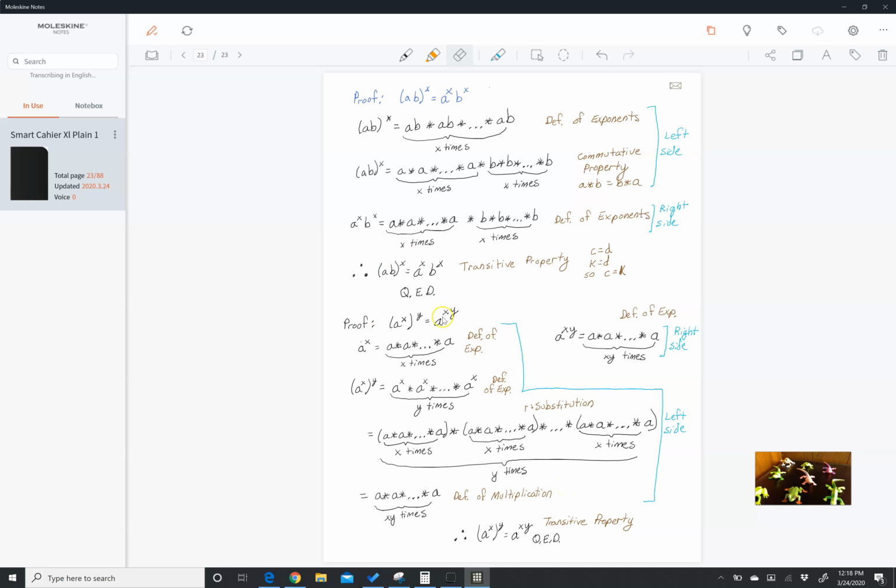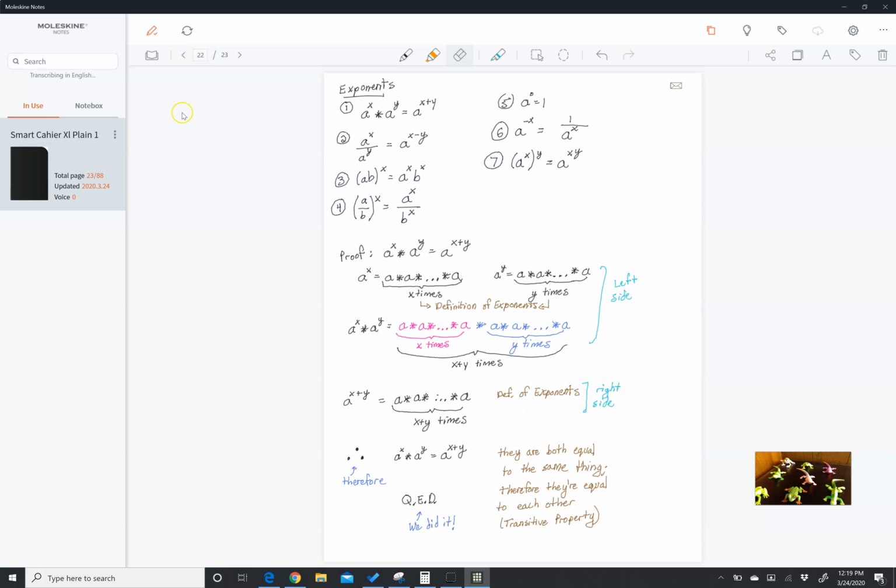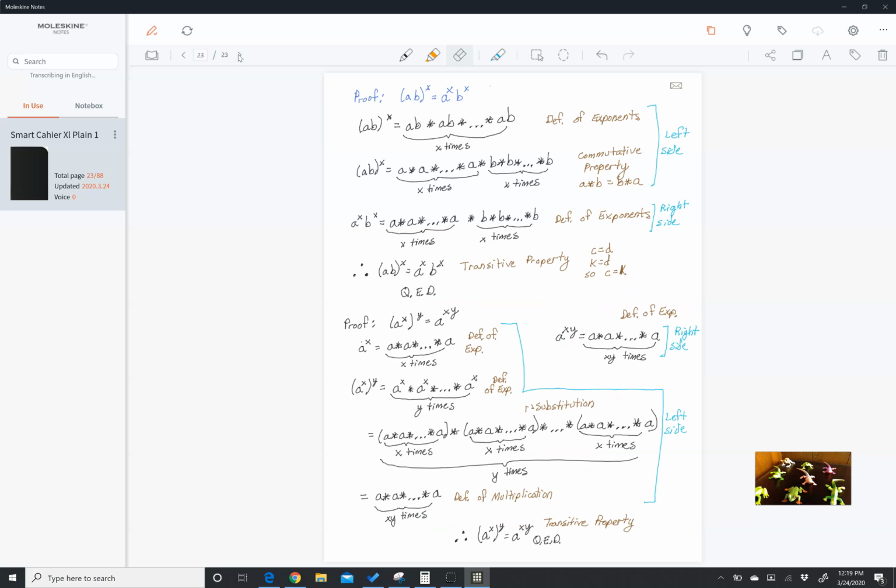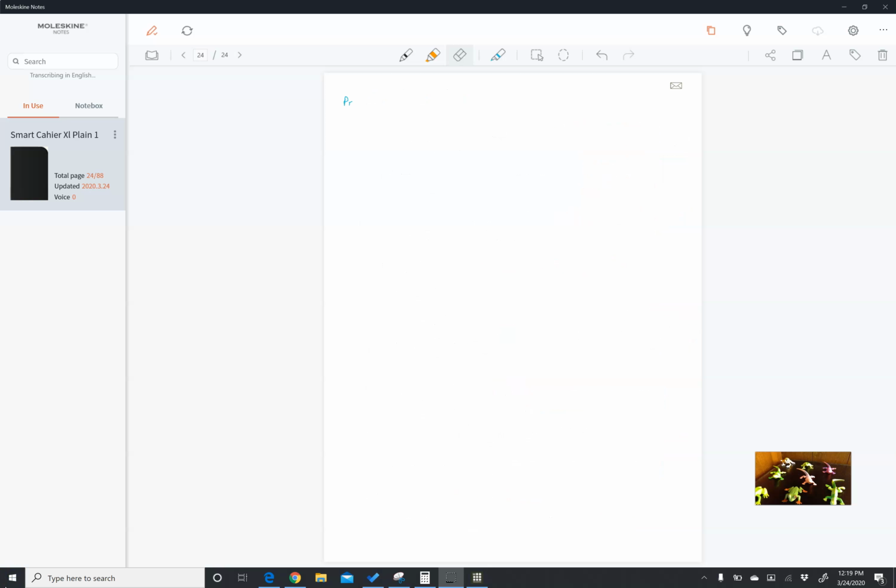You can prove all of these other rules in a very similar way. You can prove rules 2 and 4 in the same way. Okay, I want to prove 5 and 6. I want to prove that anything raised to the 0 power is equal to 1. So we're going to prove a to the 0 is equal to 1.